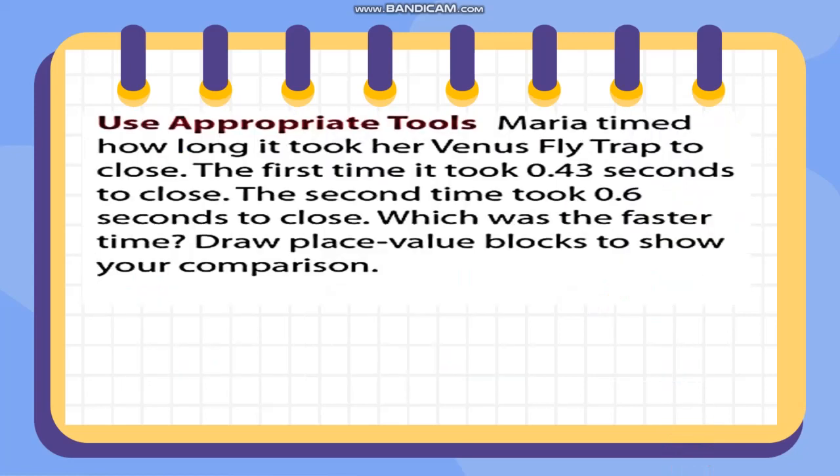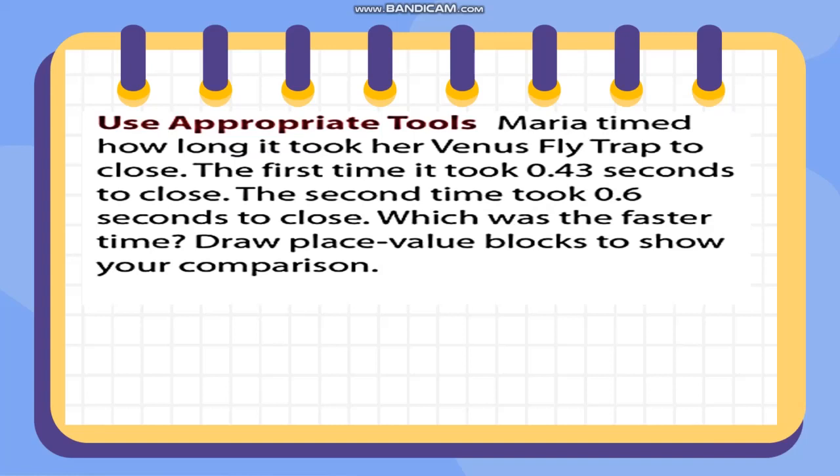Next, Maria timed how long it took her Venus flytrap to close. The first time it took 0.43 seconds or 43/100 seconds to close. The second time took 6/10 seconds to close. Which was the faster time? Draw place value blocks to show your comparison.